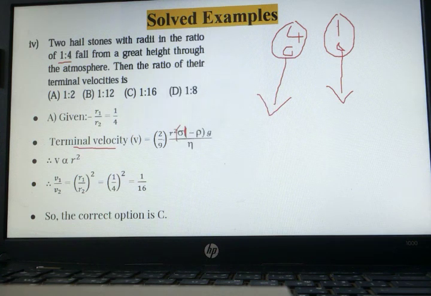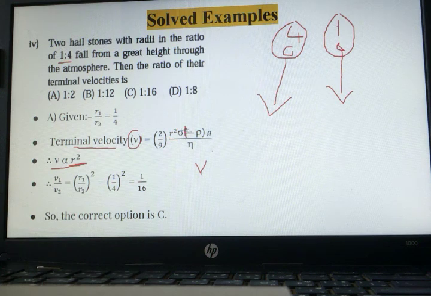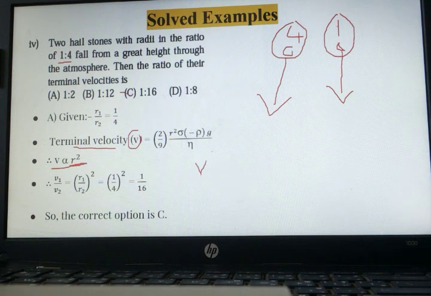But if you see this formula, what is the relation between velocity and radius? Velocity is directly proportional to r square, because in this formula it is r square. So v1 upon v2 is equal to r1 upon r2 whole square. Over here what has been given? 1/4. So 1/4 square: 1 square is 1 only and 4 square is 16. So ultimately we will get the answer as 1/16. So the correct option is C.